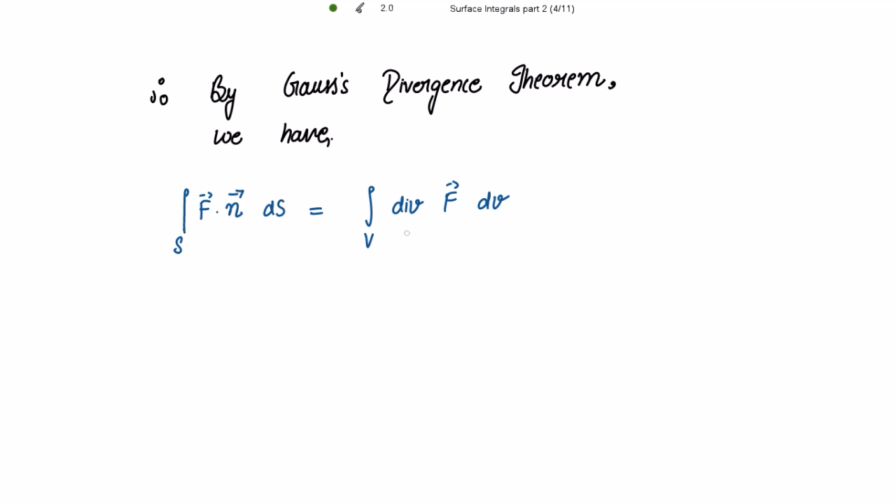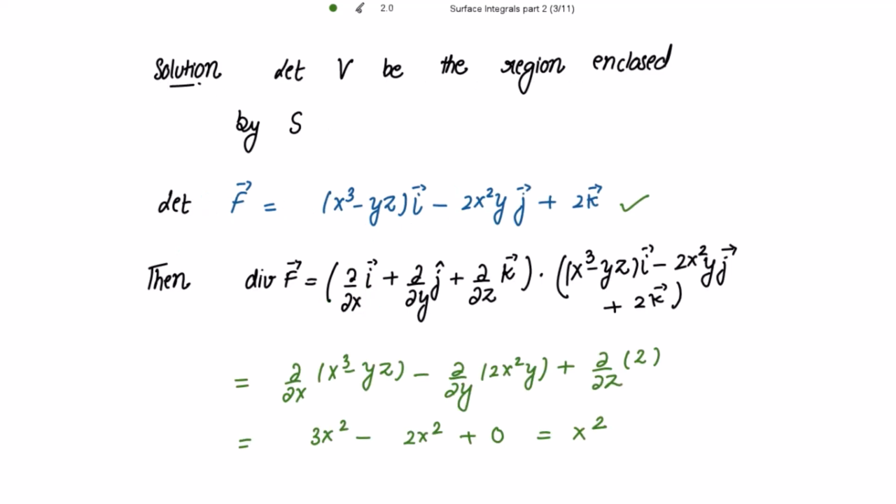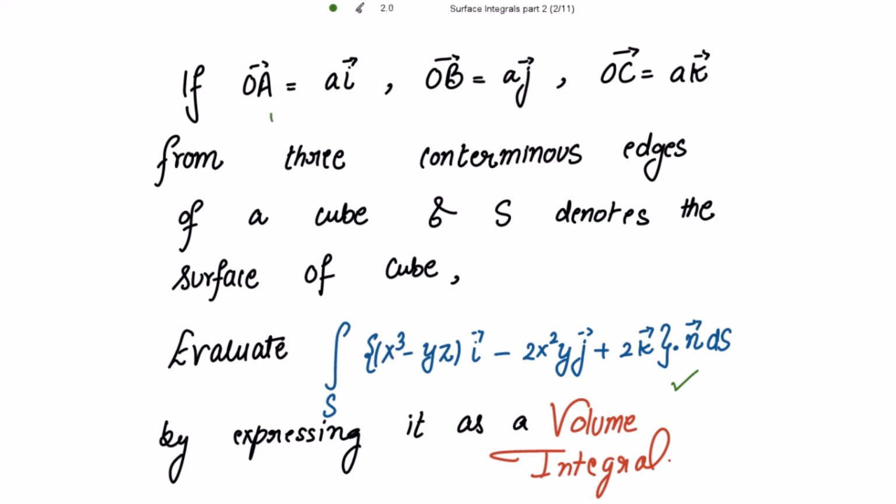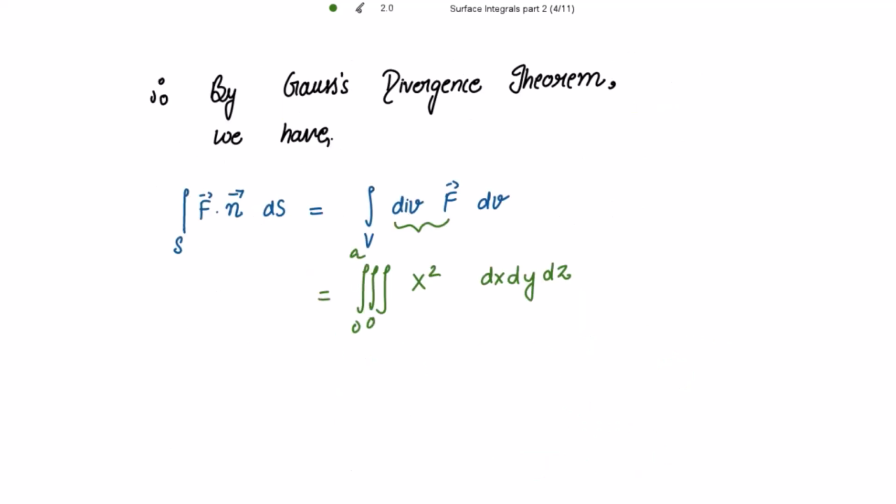equal to the volume integral of the divergence of F vector. So that is equal to the volume integral. What is the divergence of F vector? We have just calculated, this is x square. And for dv, I'm writing dx, dy, dz. And because these are given to us, what are the limits for x, y, z? It's from 0 to a, right? So 0 to a, 0 to a, and 0 to a.